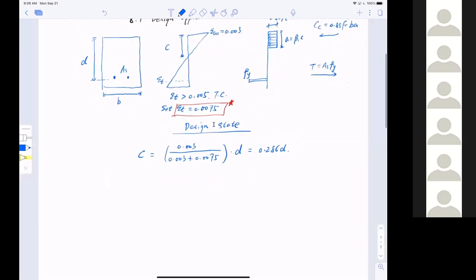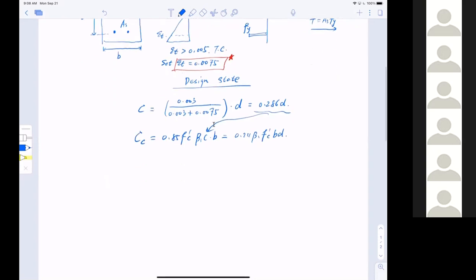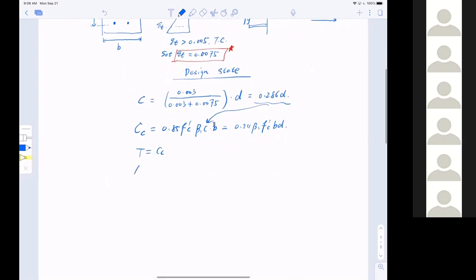With that, I can compute my concrete compression in terms of 0.85 f'c, and this is beta 1 c d, b, the width. So bring this number in, and I get this number to be 0.24 beta 1 f'c b d. So that is the design compressive force from concrete. Let the tension equal the compression, T equal to Cc, that is As fy, the tension force, equal to 0.24 beta 1 f'c b d.